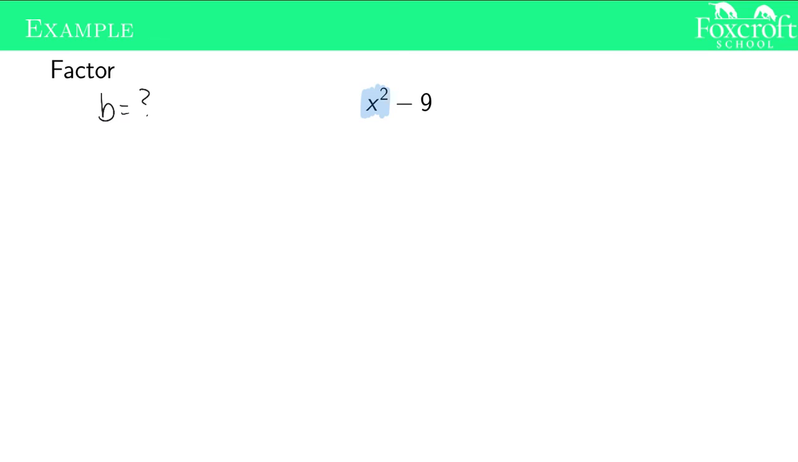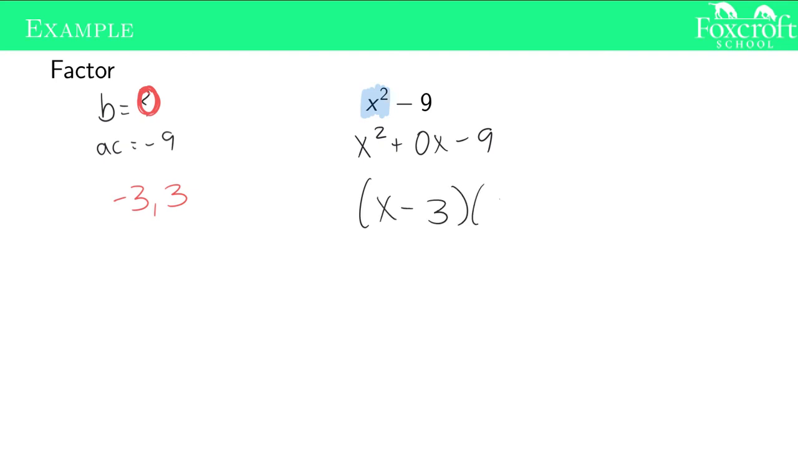There's no x term, so it looks like there's not a b. And the reason is I can rewrite this as x squared plus 0x minus 9, right? Multiplying something by 0 makes it disappear. So my b is actually 0, and my AC is -9. All right, so I'm looking for two numbers that add to 0 and multiply to -9. That's going to be -3 and 3. And again, since this is one of the ones we could use our previous shortcut on, I'm going to get x minus 3 times x plus 3.